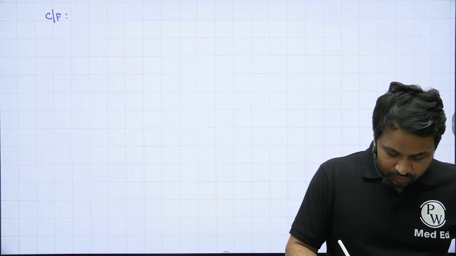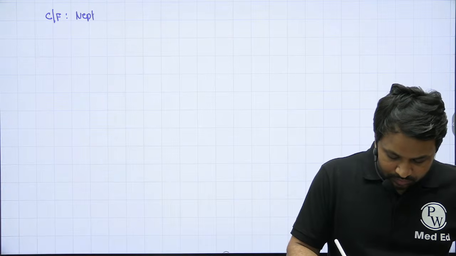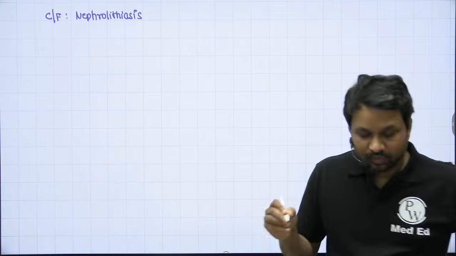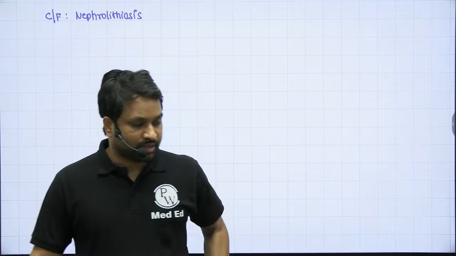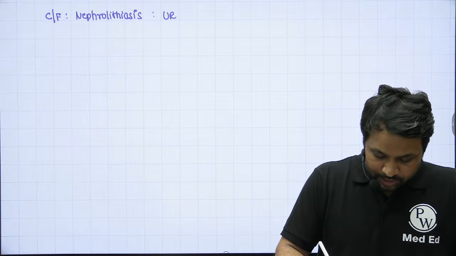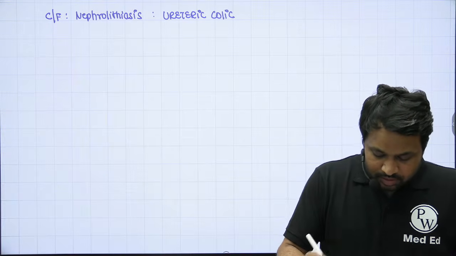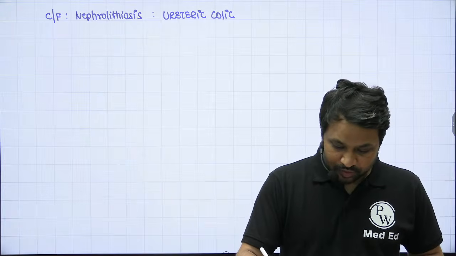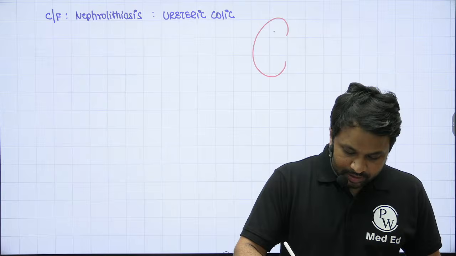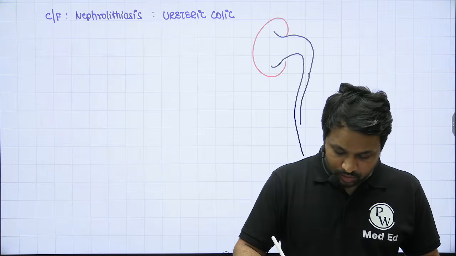What are the clinical features of nephrolithiasis? Any patient who is going to have nephrolithiasis usually presents with ureteric colic. So it is the ureteric obstruction. Now take this as a representation of the kidney, the pelvicalyceal system, and this happens to be the ureter, and this is going to open into the bladder.